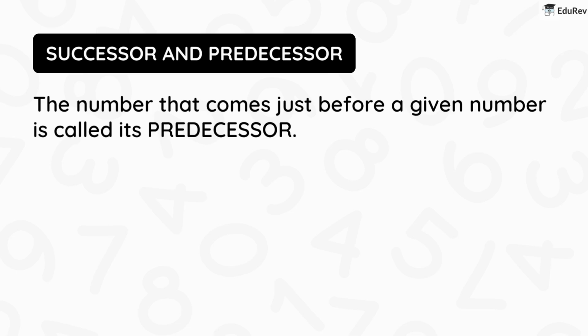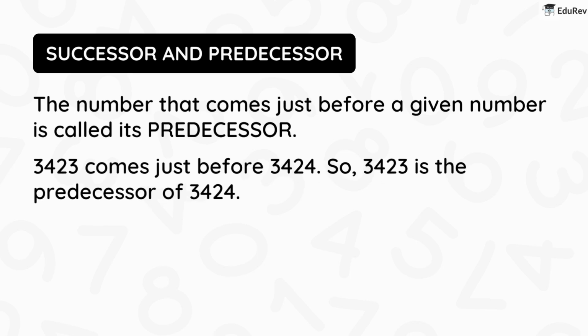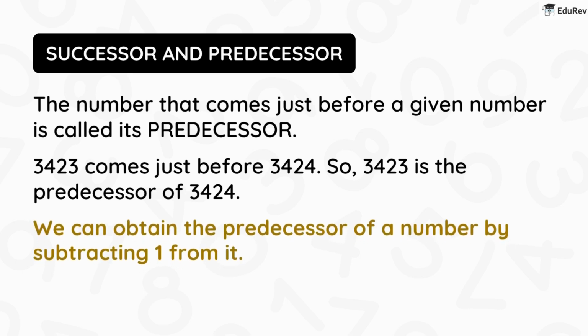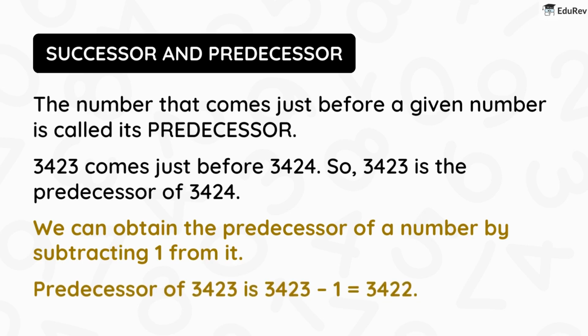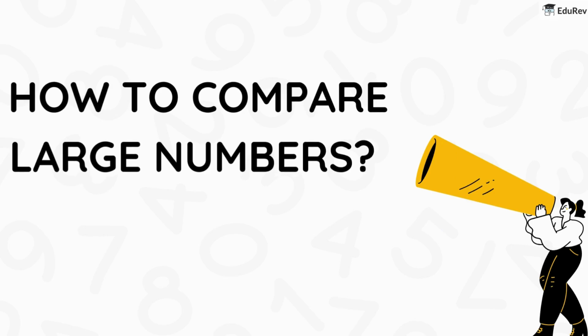Moving on, the number that comes just before a given number is called its predecessor. 3423 comes just before 3424. So, 3423 is the predecessor of 3424. We can obtain the predecessor of a number by subtracting 1 from it. Predecessor of 3423 is 3423 minus 1 is equal to 3422.